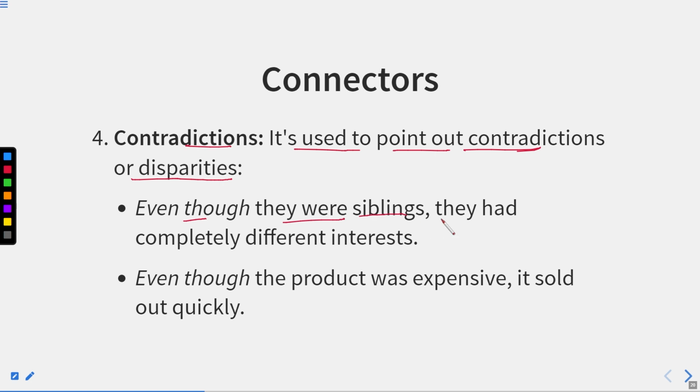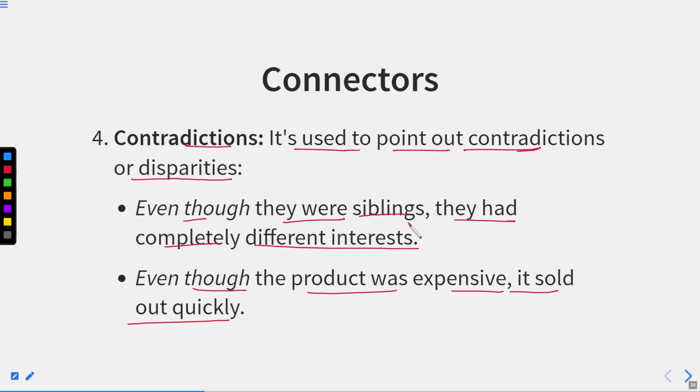Even though they were siblings, they had completely different interests. Even though the product was expensive, it sold out quickly. The product was expensive, but maybe it was really worth the usage, therefore it sold out quickly. It means even though the product was expensive, so they are emphasizing this point. Now if something is expensive, obviously it is not expected to be sold out easily. But it was sold out quickly. It means it was really worth usage, or it was really worth that cost.